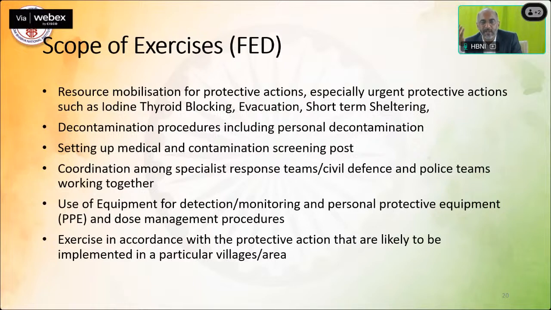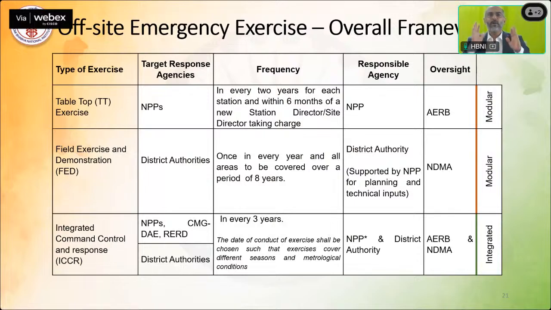Simple protective actions like iodine thyroid blocking and staying indoors will ensure that the public are not getting any doses more than the planned, or more than the reference levels. Okay, so such things are focused. The field exercise is focused in accordance with the hazard of the facility: what are the likely protective actions that are going to be necessary in the public domain in case of an emergency? So overall, the framework looks this way.